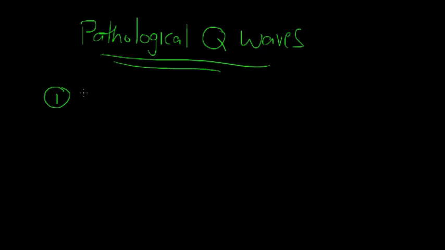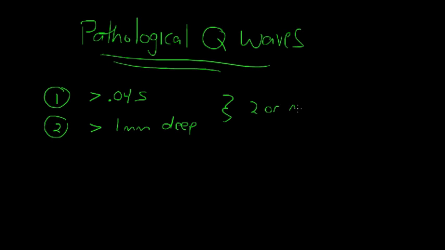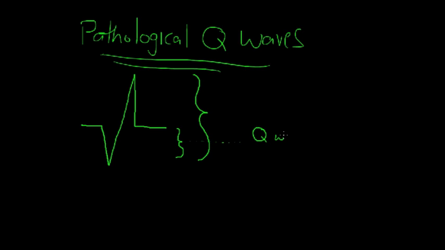Define pathological Q waves. Typically, a Q wave is considered pathological if it is greater than 0.04 seconds in duration and greater than 1 millimeter below the baseline segment in 2 or more leads. Some consider them pathological if they are 25% or more of the height of the partner R wave, or 1/3 the size of the QRS complex. The definitions vary, but you should have a general sense of what defines a pathological Q wave.